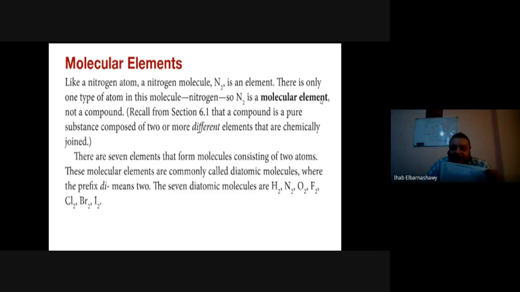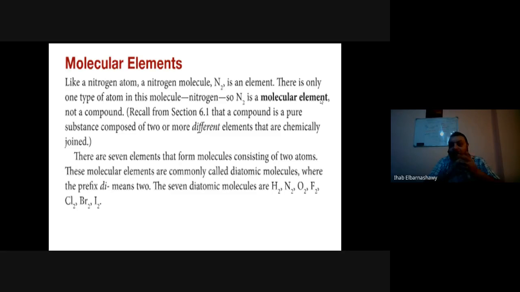So I have 7 elements in the periodic table. They are always di. You never write hydrogen H. You never write oxygen O. You always write oxygen O2, hydrogen H2. How many elements like that in the periodic table? We have 7. We call them the 7 di, di meaning 2. The 7 diatomic elements. Diatomic molecules, to be accurate.